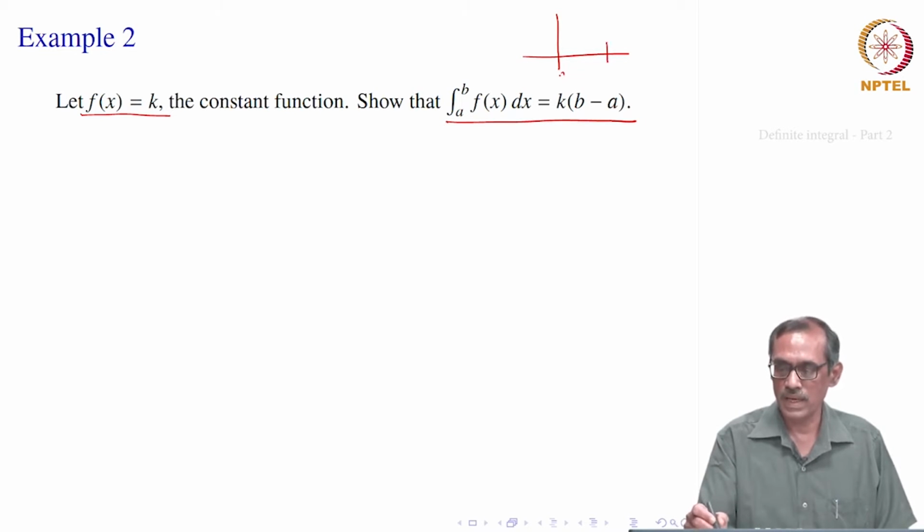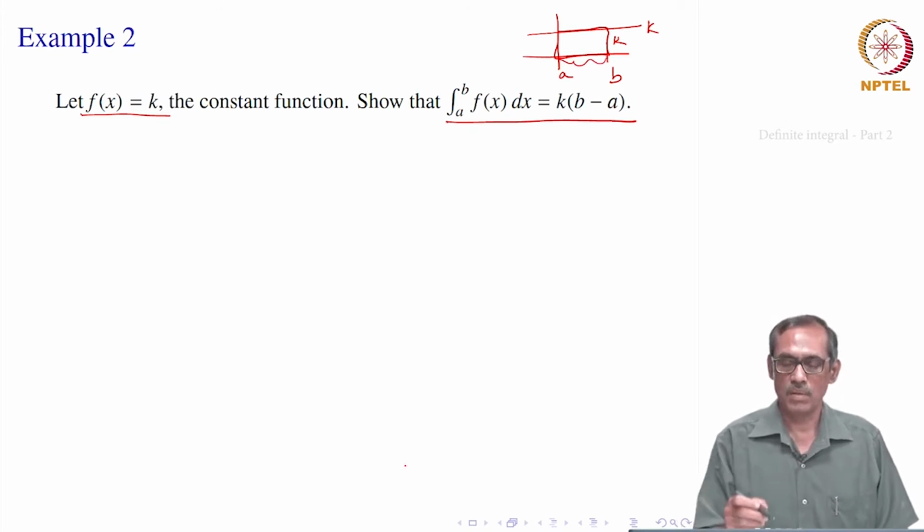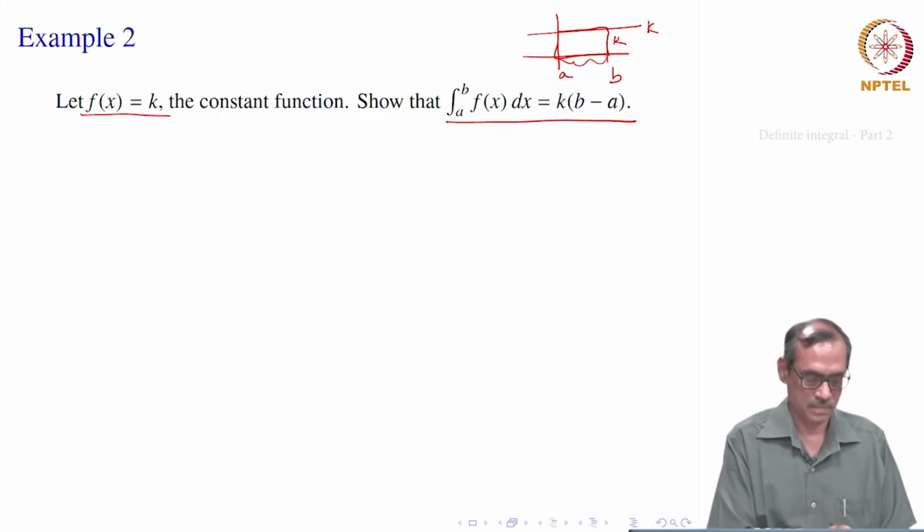So, say a to b, we have a function which is f of x equal to k, it looks something like this, it is k, right, throughout. So, when you take the area, it should be this rectangle, and that should be equal to k times b minus a, right. That is why we write this, so that this is so by using our formal definition.